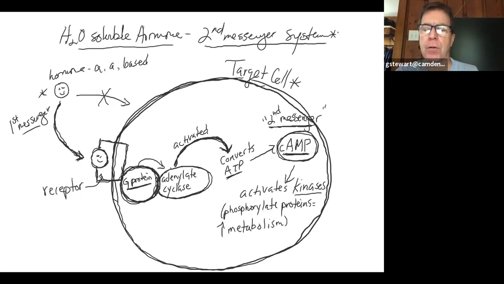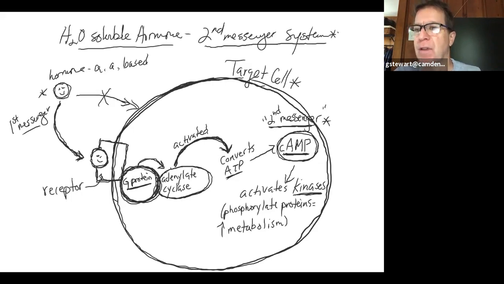So I'm going to go through this really quickly once again. Here's our hormone. It's an amino acid based hormone. It cannot enter the cell directly because it's water based and our plasma membrane is lipid based. So it has to bind to a surface receptor on the target cell. When it does that, it activates this G protein, which activates adenylate cyclase, which is an enzyme that converts ATP to cyclic AMP. Cyclic AMP is our second messenger that activates kinases in the cell.